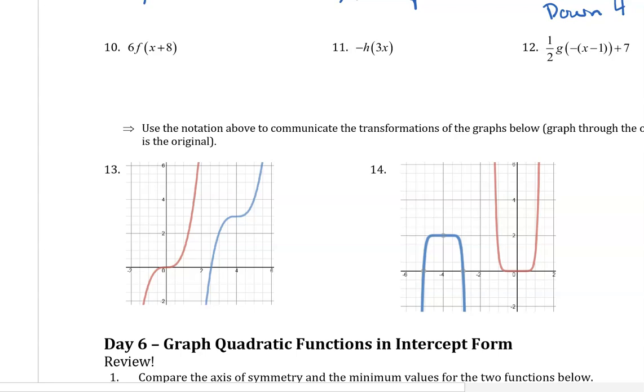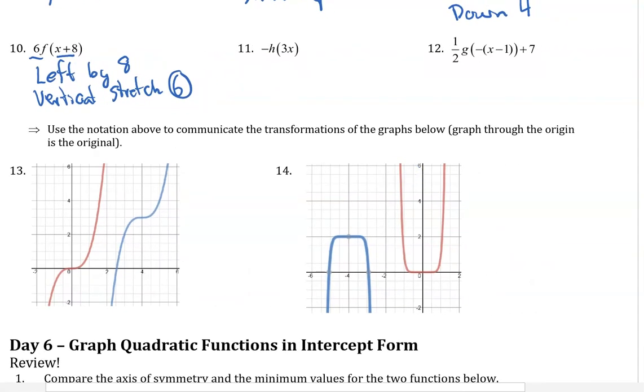Okay, so number 10. F of x plus 8. Well, it's x minus -8, so this is a shift left by 8. And then we have this 6 out front, which is our a, so it means it is vertically stretched by a factor of 6.